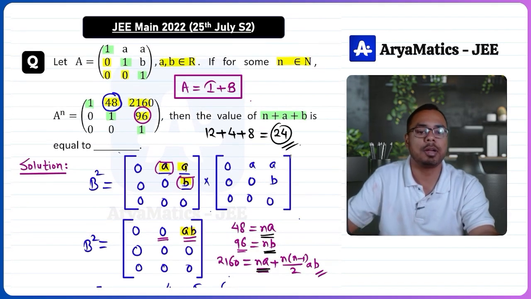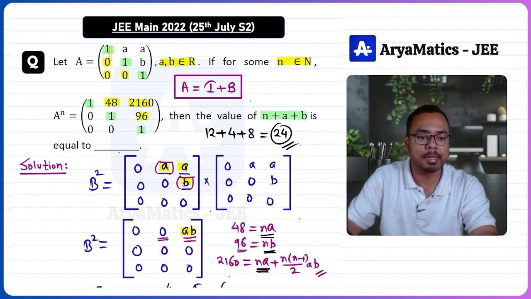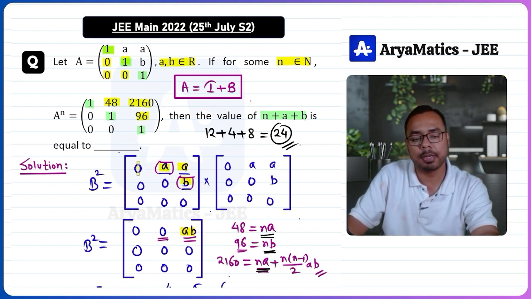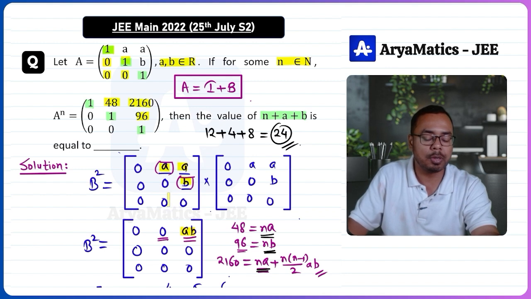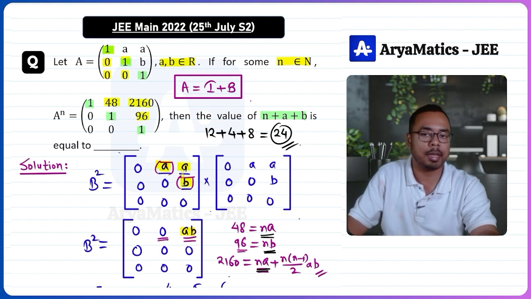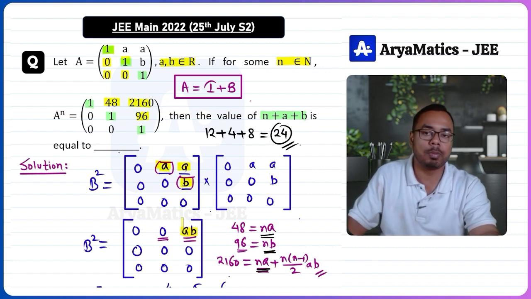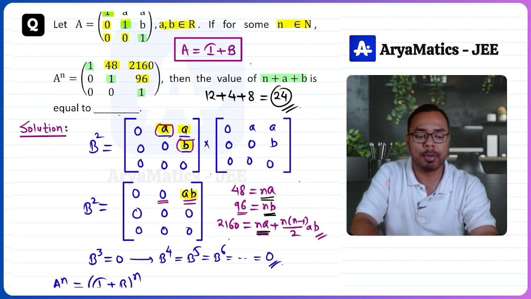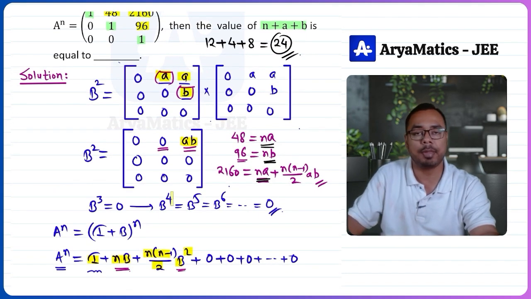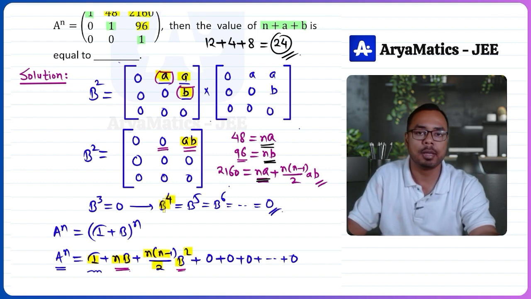In this problem, the important concept was to write this matrix A as I plus B, where I is the identity matrix, and then this matrix B is 0 on the diagonal, 0 below the diagonal, and then these three entries, A and B. So once you calculate B square, you will get AB, and B cube will become the null matrix. And the moment you have a null matrix, any higher power of that matrix, because if B cube is the null matrix, B raised to 4 is nothing but B cube into B. B raised to 5 will be B cube into B square. So all of these matrices will become null matrices.